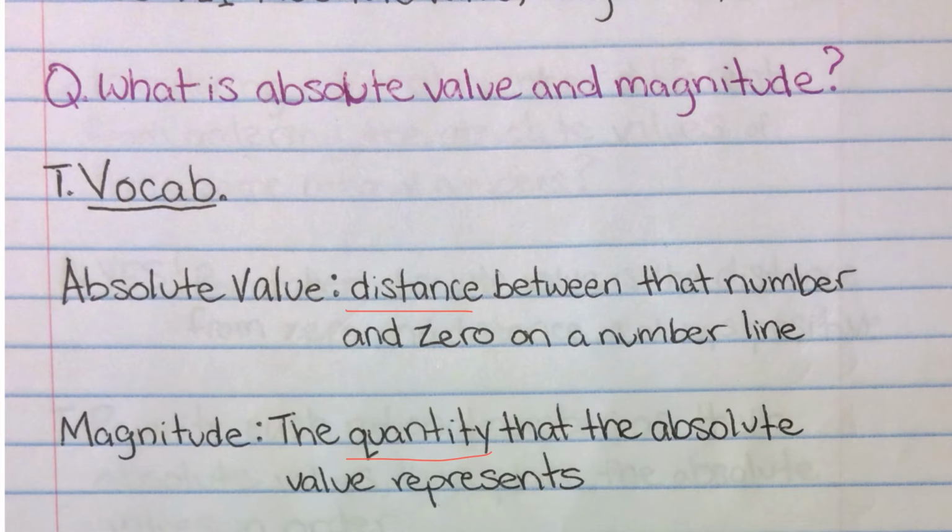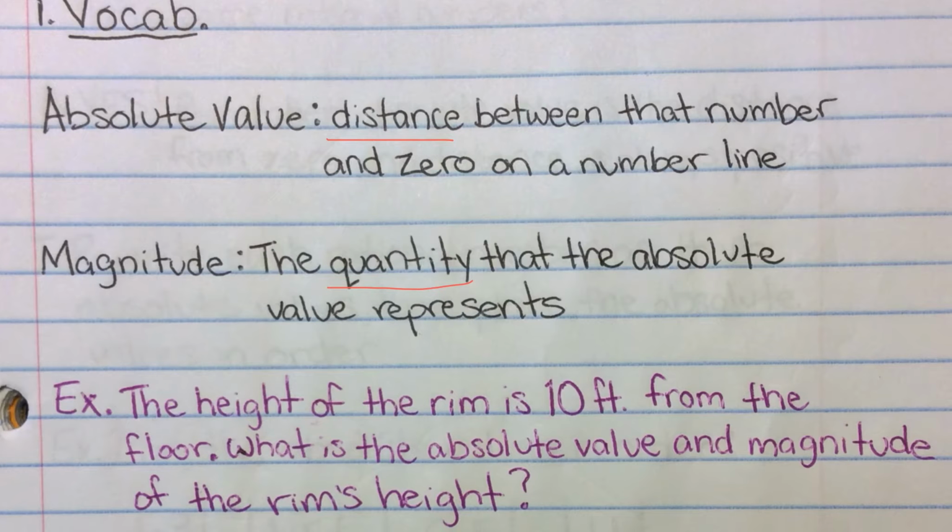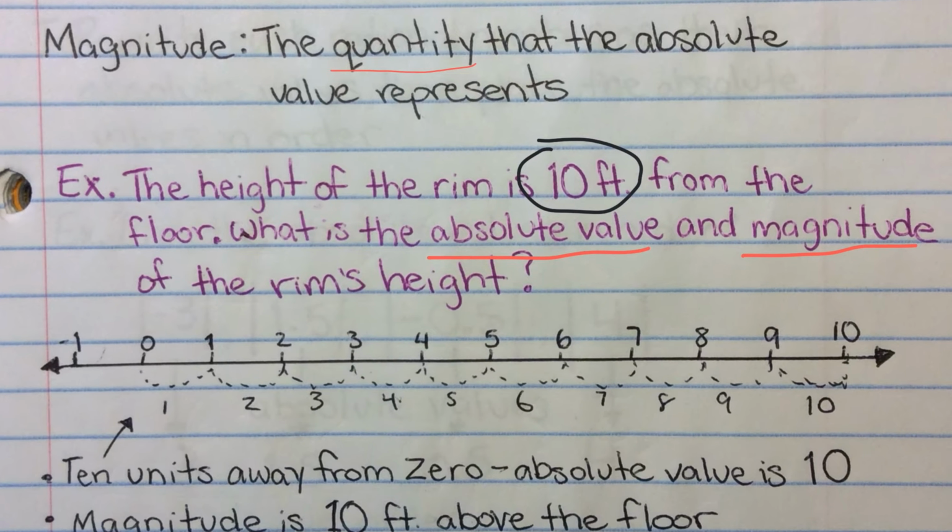Now, it probably doesn't make a whole lot of sense without an example, so let's scroll down and take another look at absolute value. Here we see the height of the rim is 10 feet from the floor. What is the absolute value and magnitude of the rim's height? So here we have our integer of 10 feet. So this is the number we're talking about. And the question is, what is the absolute value and what is the magnitude of the rim's height? So we'll go ahead and scroll down and take a look at how we find the answer.